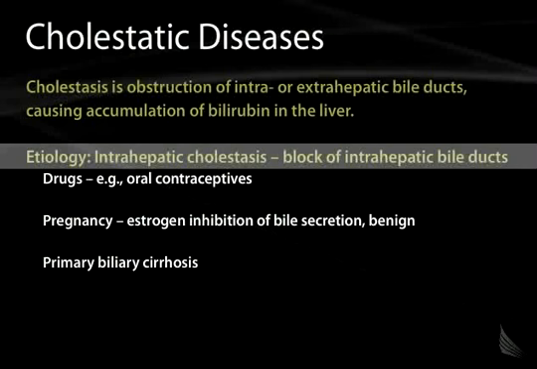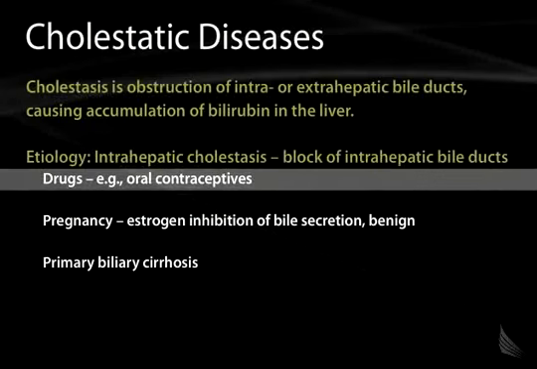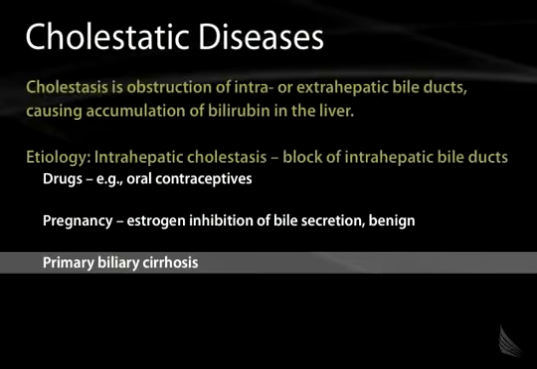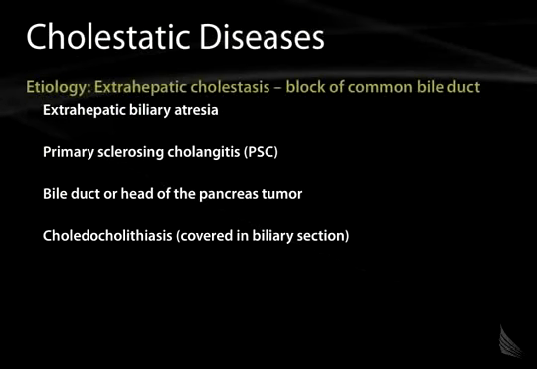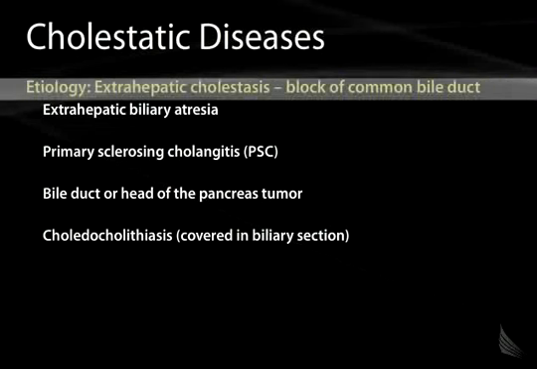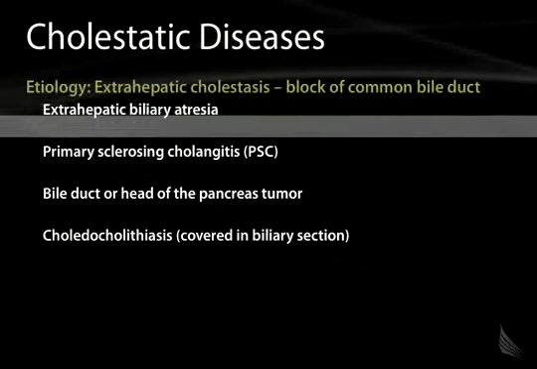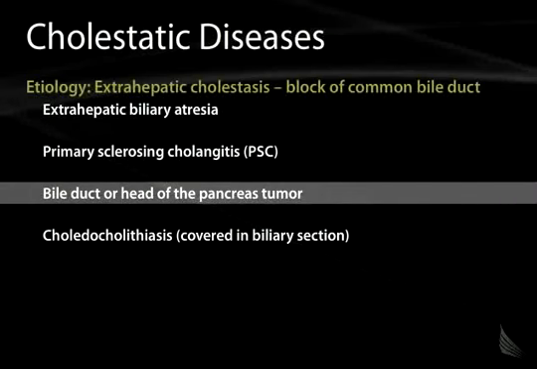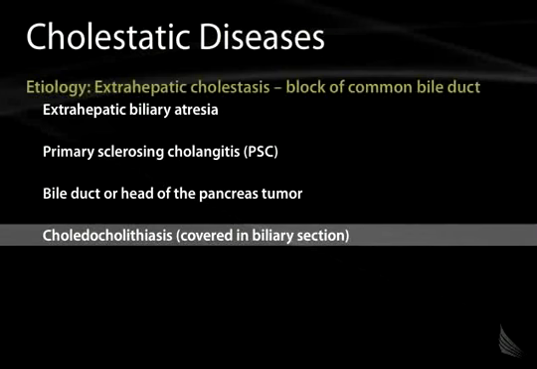Usually we define intrahepatic cholestasis as a block of intrahepatic bile ducts due to drugs, pregnancy, or primary causes such as primary biliary cirrhosis. Extrahepatic cholestasis is usually the blockage of the common bile duct or the intrahepatic bile canaliculi. This being caused by extrahepatic biliary atresia, primary sclerosing cholangitis, bile duct injuries, or head of the pancreas tumors. Choledocholithiasis, in other words gallstones, can also cause blockages in the bile duct.